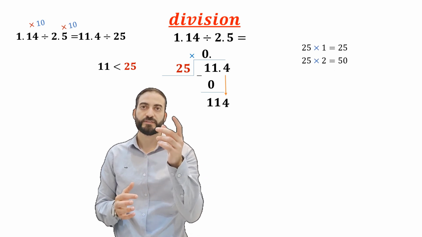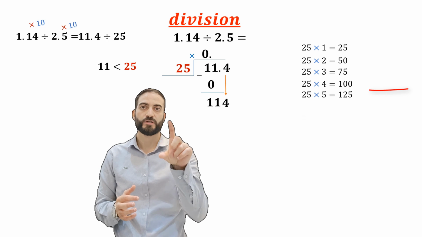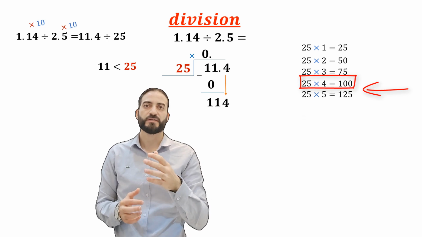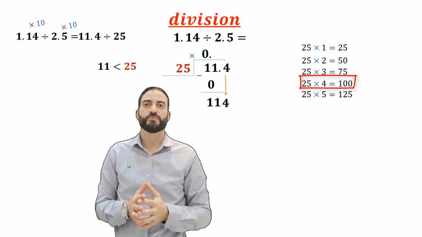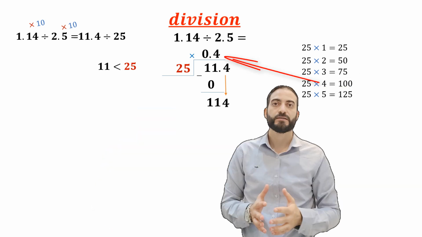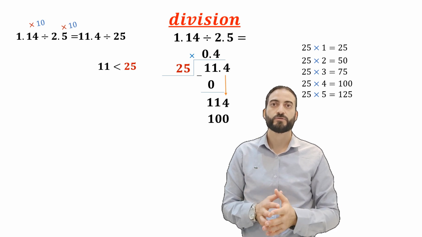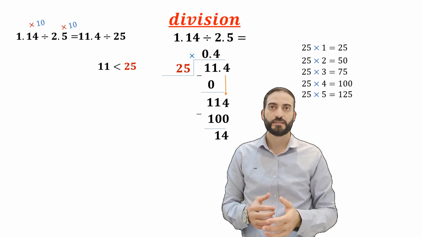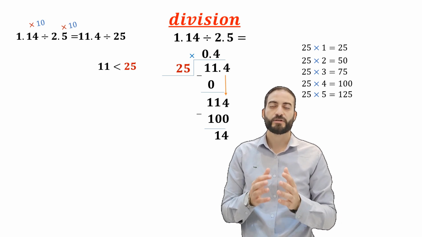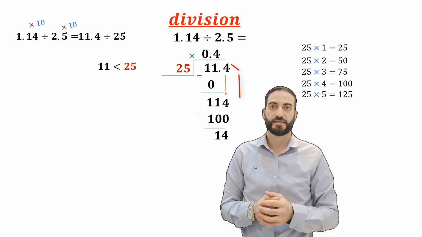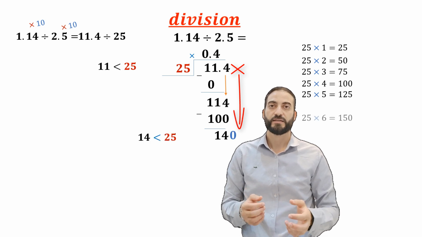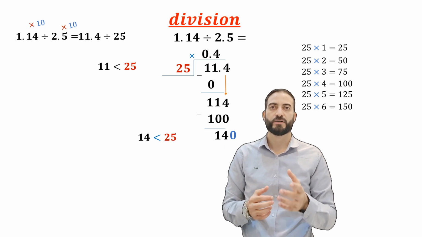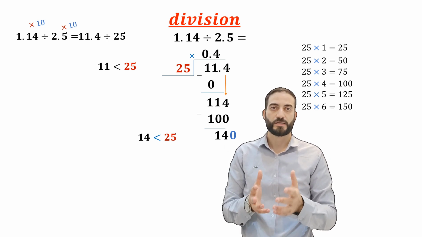We find that 114 is here between 100 and 125. So we take the smaller one, which is 25 times 4 equals 100, and we put this 4 here and immediately multiply the 4 by the divisor to get 100, and immediately we do a subtraction to get 14. Because 14 is smaller than 25 and there is nothing here, in this case we can put 0 here to complete the process. So we have 140, larger than the divisor.